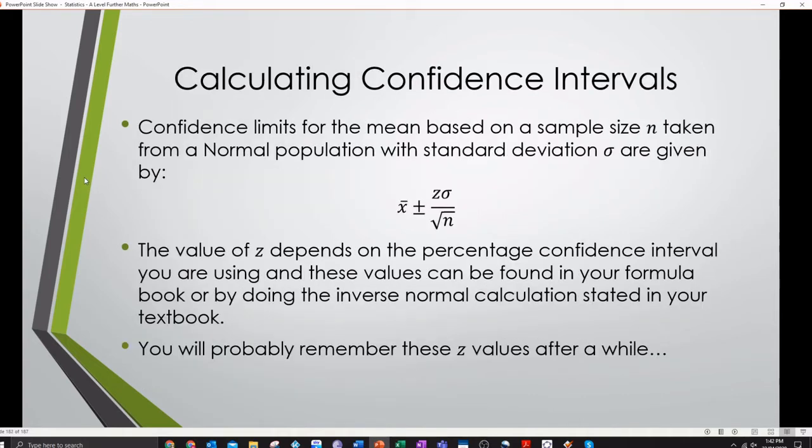Okay, how do we calculate the confidence intervals? So the confidence limits to the mean are based on a sample size n, taken from a normal population with standard deviation sigma, and given by x bar plus or minus z times sigma over root n, where the value of z depends on the percentage confidence interval you are using, and these values are in your formula book, or you can do them by doing an inverse normal calculation. So I'm going to show you where they are in your formula book and do some more examples.